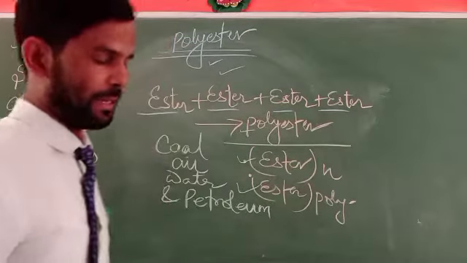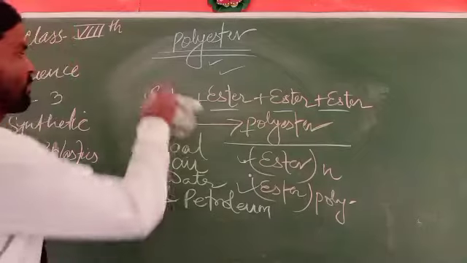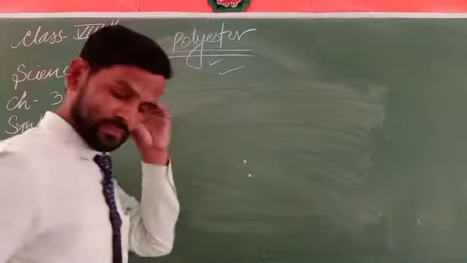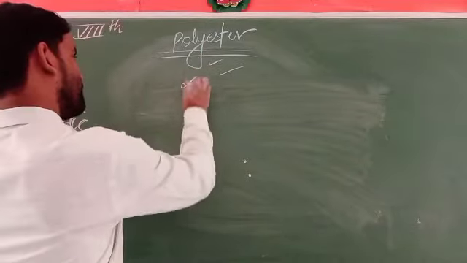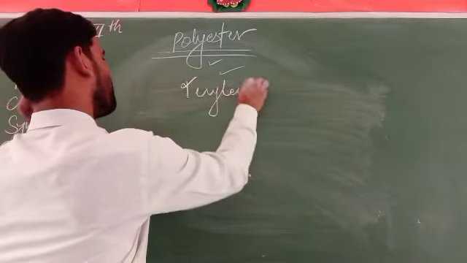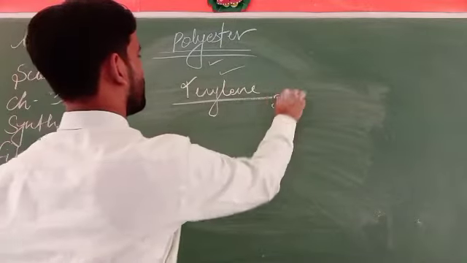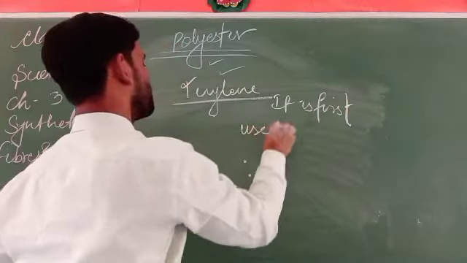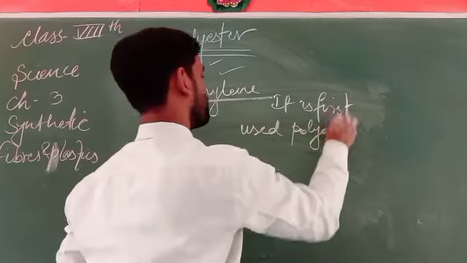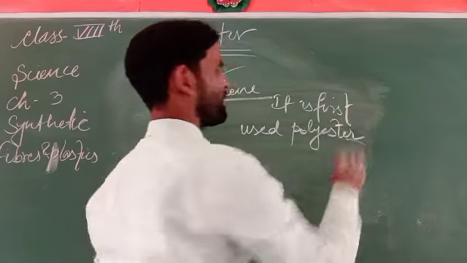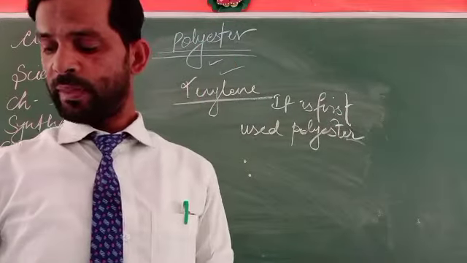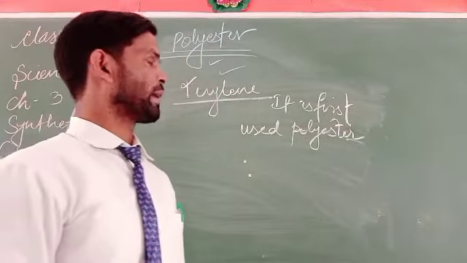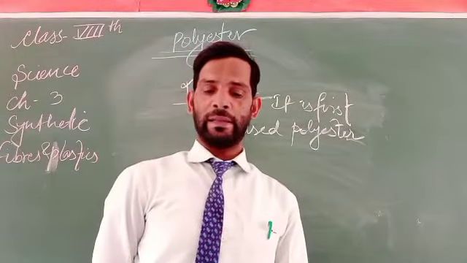So what is terylene? Terylene is a form of polyester. It is the first used polyester. It is derived from petrochemicals, which is known as terylene.